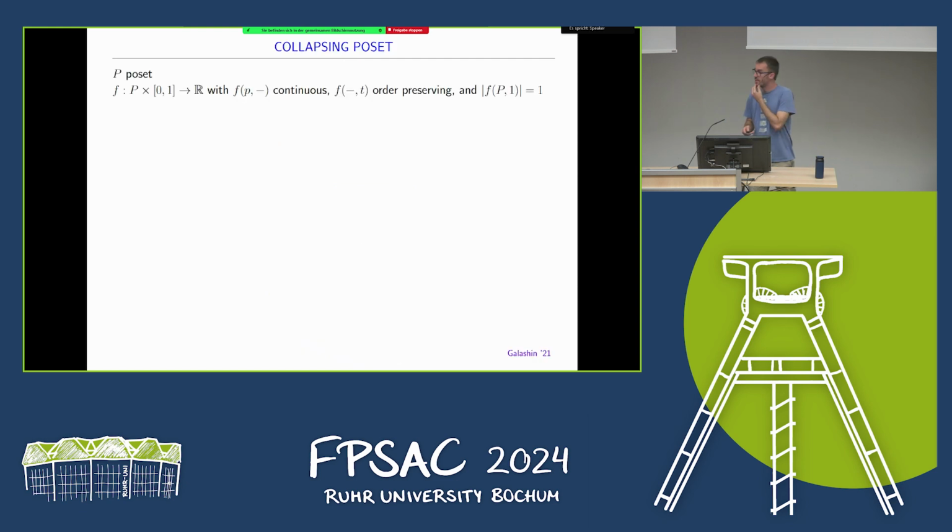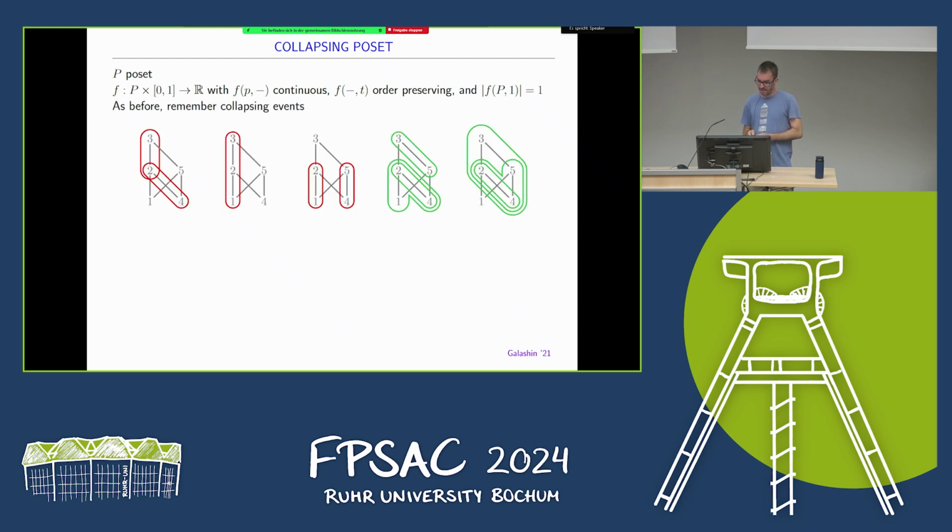Now Galashin proposed to do the same on a poset. So now we start with a poset, and we look at continuous functions which are order preserving, and the last function just collides everything to a point. So that's a poset Acyclonestohedron. We will remember combinatorially again by these pipes. Each time I have some points which collide in the poset, I will just put a pipe.